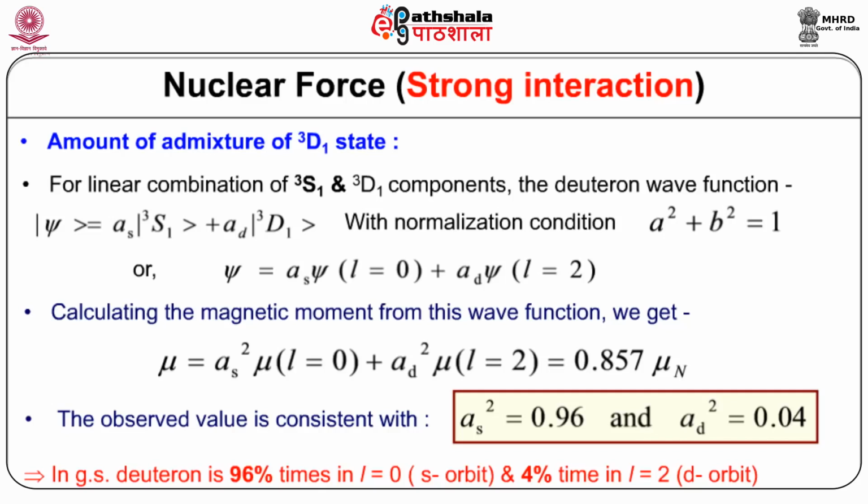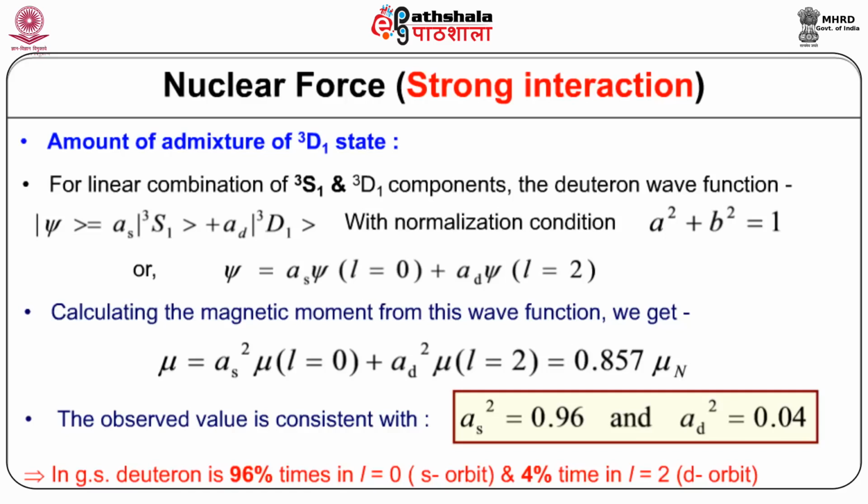A_s and A_d are the ratio, or amount, of the S component and the amount of the D component, or psi is equal to A_s psi(L=0) plus A_d psi(L=2). Calculating the magnetic moment from this wave function, we know that the magnetic moment is given by mu, the expectation value of mu_z, that is <psi|mu_z|psi>, in the state when m is equal to I.